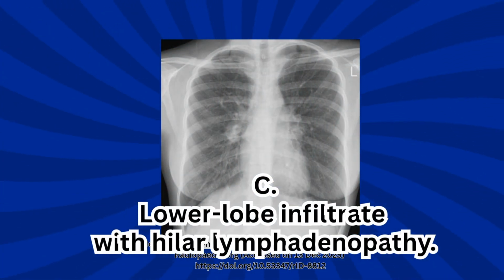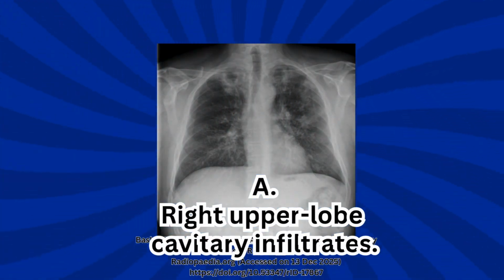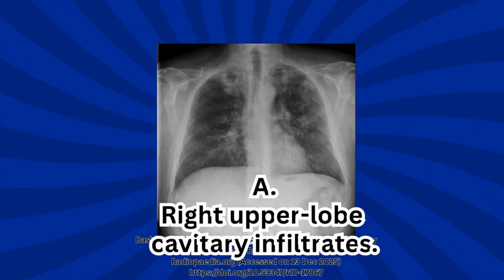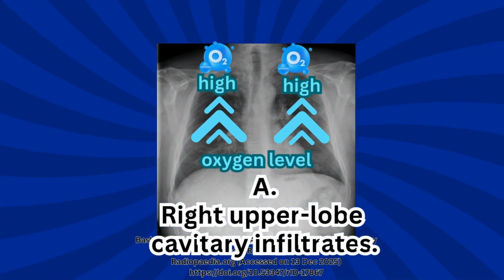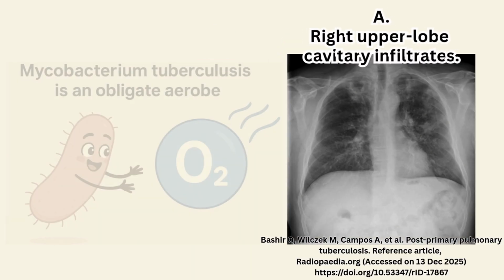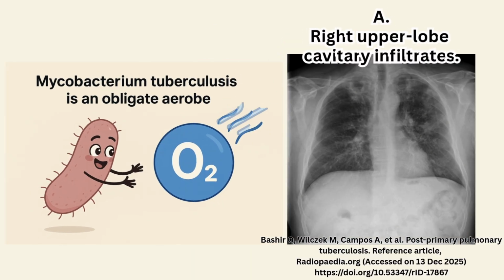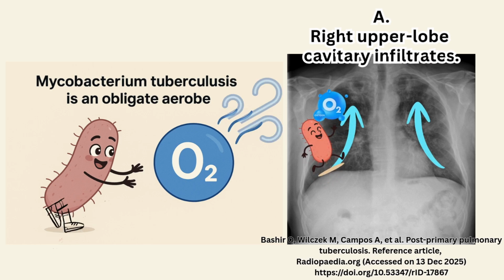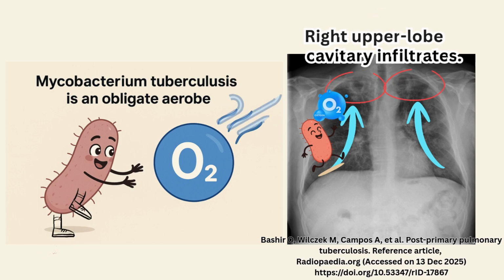The answer is A. Reactivation TB loves the upper lobes because the oxygen level is highest there. Mycobacterium tuberculosis is an obligate aerobe, so it grows best in high oxygen environments. As the bacteria multiply, they destroy lung tissue, forming cavities, classic for reactivation disease.